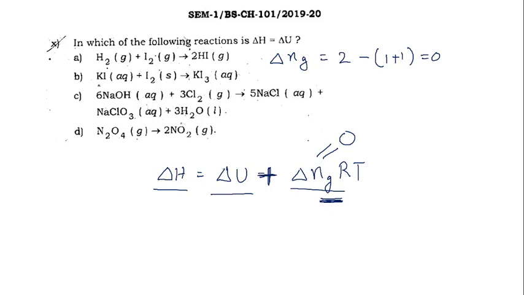For this one, there is no gaseous product, so this is also correct, right? So we have two correct answers. Here in option C, there is a gaseous reactant but no gaseous product, so obviously delta Ng has some value, so this is not okay. Here also the number of moles is changing, so it has a positive value, so here also it is not equal.